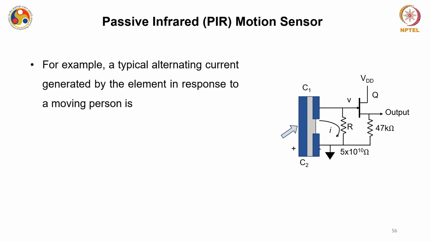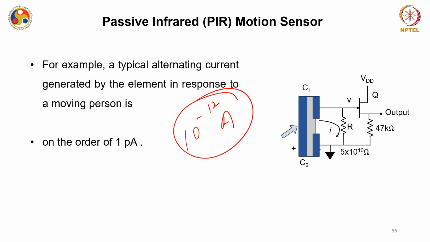For example, say a typical alternating current generated by the element in response to a moving person is of the order of certain picoamp. When I say picoamp, it means a 10 to the power minus 12 kind of current. This is very small.